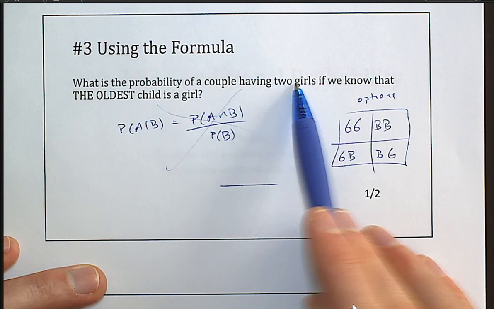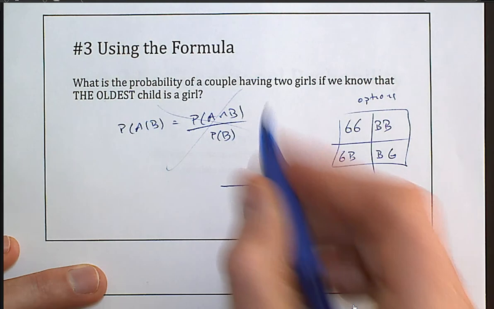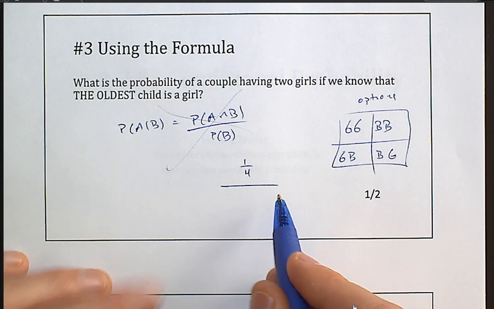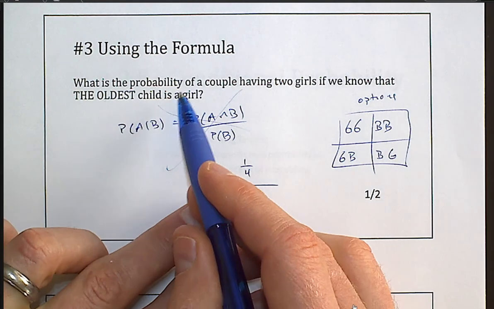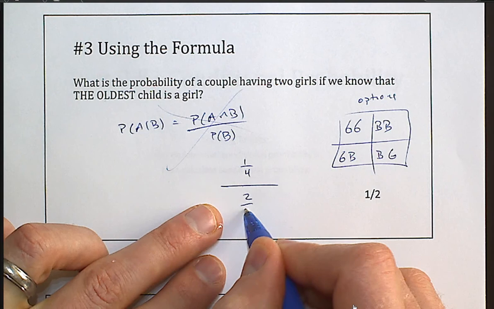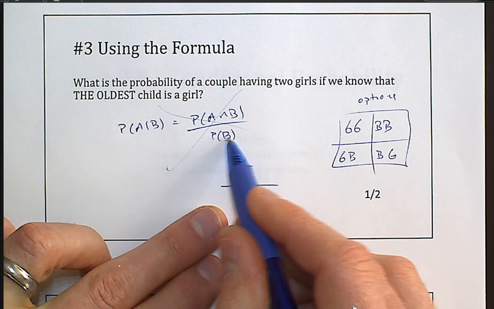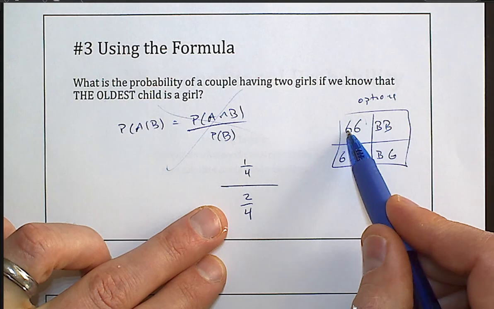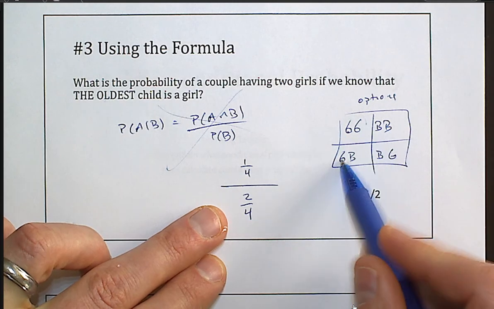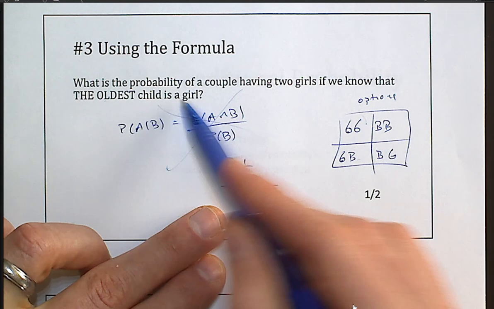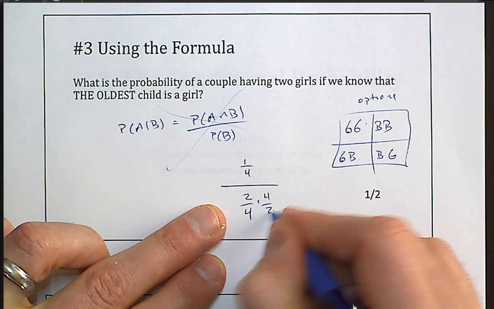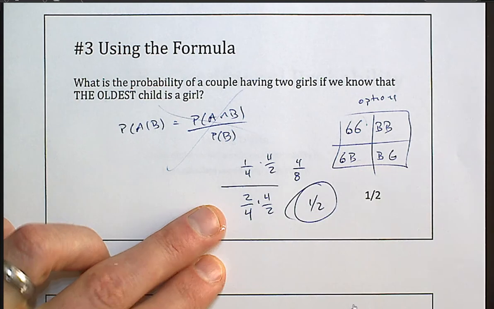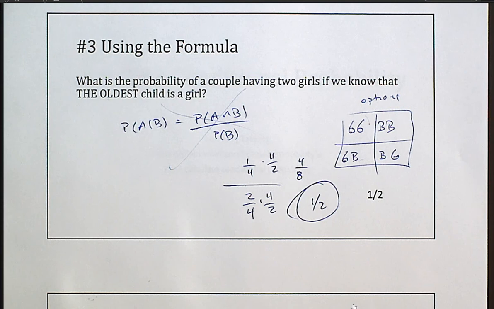If we know that the oldest is a girl, that's still going to be 1/4 because it's one and the same. On the bottom here, that the oldest is a girl is going to be 2/4. Why is this 2/4? Well, because in girl, girl, that's the oldest. Girl, boy, that's the oldest. So 2 of the 4 boxes have the oldest child being a girl. You solve this, and you get 4/8, which is 1/2 when you reduce. Okay? I know those are 2 challenging ones.